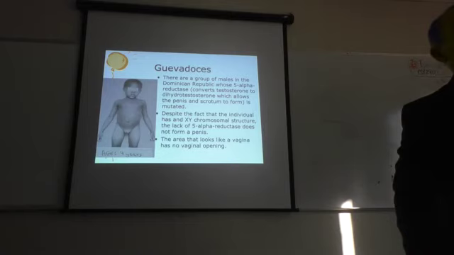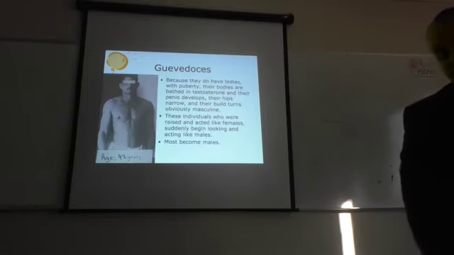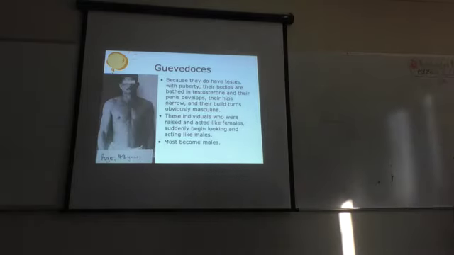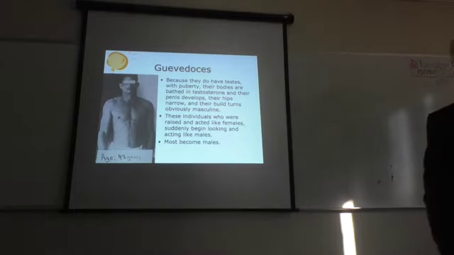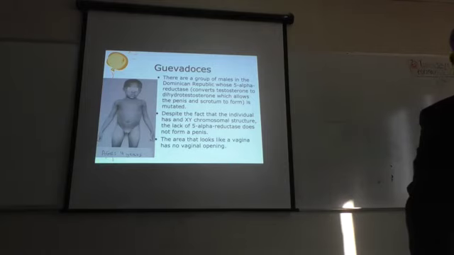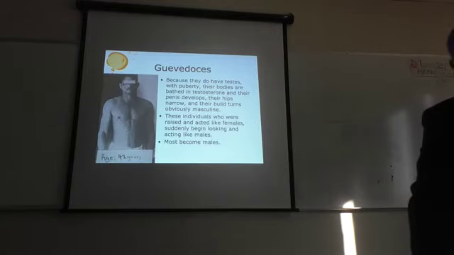As you can see, you would never get them mixed up with a boy. Because they do have testes, with puberty their bodies are bathed in testosterone, and their penis develops, their hips narrow, and their build turns obviously masculine. These individuals who were raised and acted like females suddenly begin looking and acting like males. Most of them actually do become males, as confusing as all that is. This is the guy at 42 years old. Not the same guy, but that's what they look like at age 4. That's what they look like at age 42.